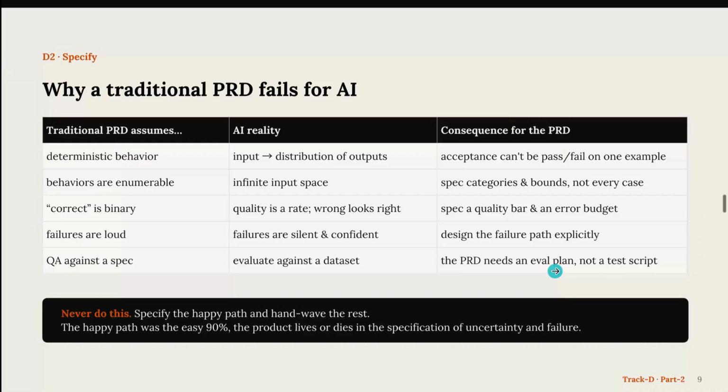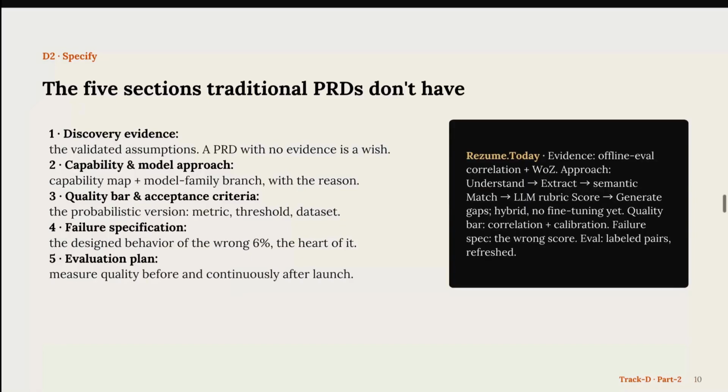The happy path was the easy 90%. AI products live and die in the rest of that part, which is the 10%, where uncertainty and failure is guaranteed. And this brings five sections that traditional PRDs don't have. These are the additional five sections that we are going to see.